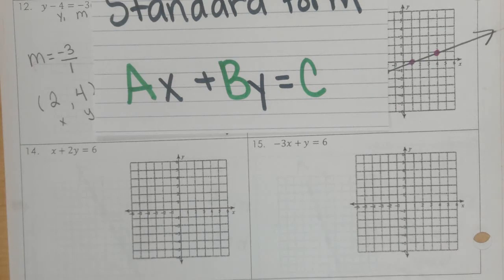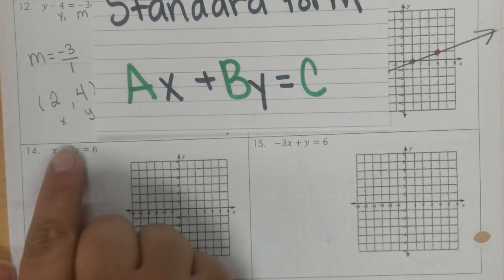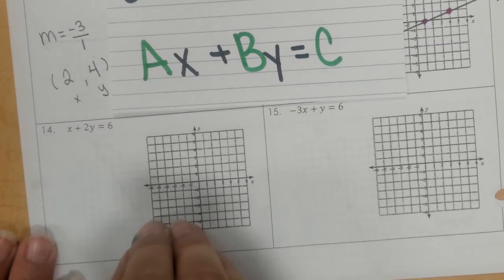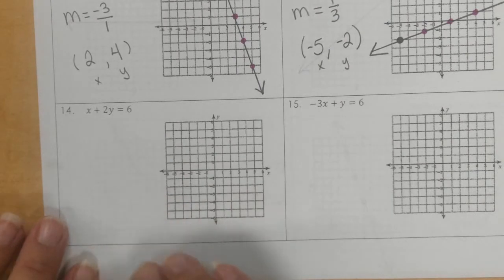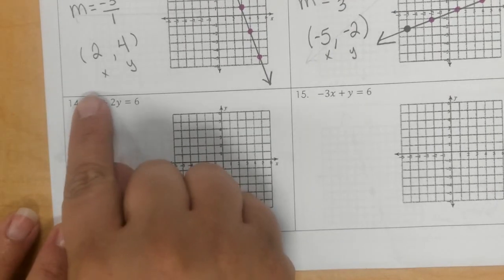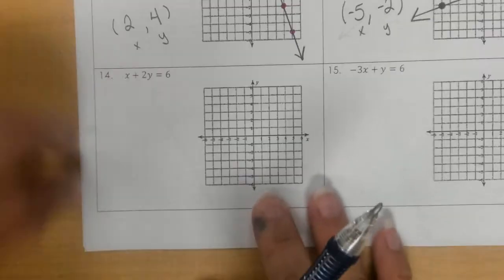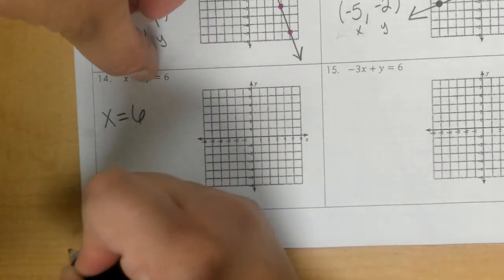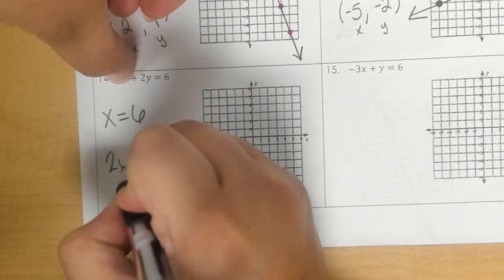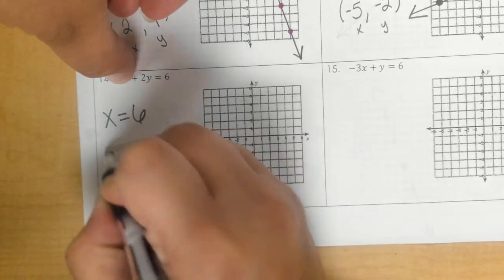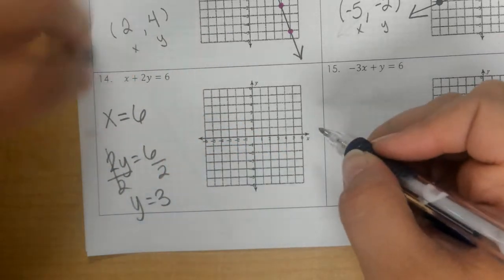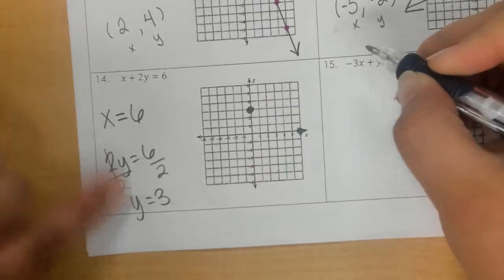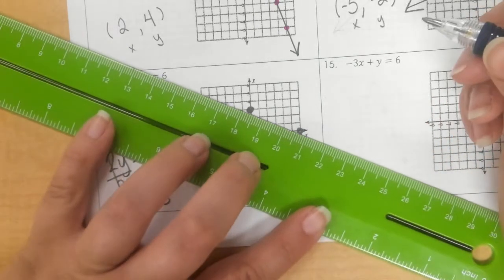And a couple things. One, I want to see, can I cover this up and find x and find y and be able to graph that on my graph? This is what I call the cover-up method, but you're literally just covering up y, find x, cover up x, find y. So for 14, if I cover up y, I have x equals 6. And if I cover up x, I've got 2y equals 6. So divide by 2, y is 3. So I go to x is 6, y is 3, put my 2 dots, and I connect them.